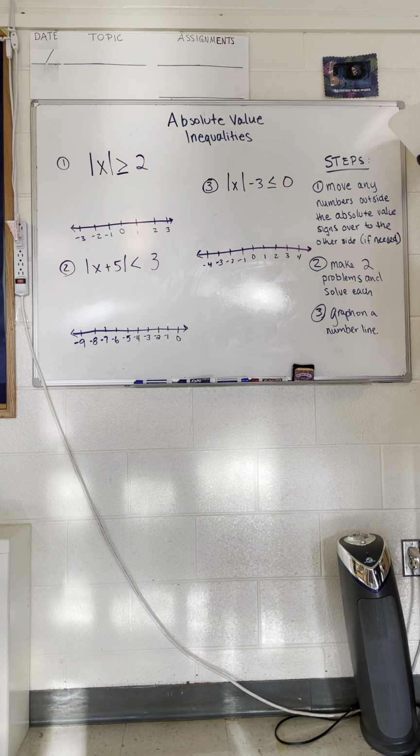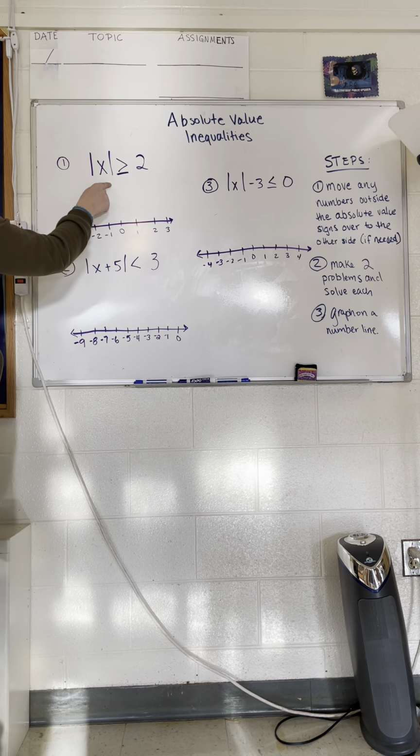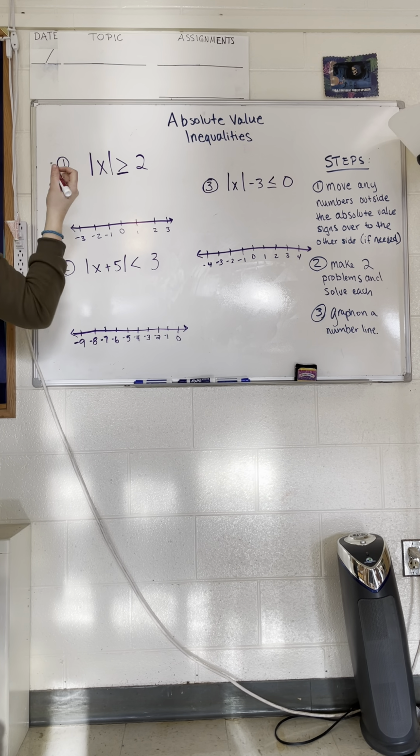And the way we do that is we keep one the same and we make the second one, we flip the sign and make the second problem negative, okay? And then you're going to graph both of them on a number line. All right, so here's what I mean by this. Okay, so for this one it says the absolute value of a number x is greater than or equal to positive 2. So we make two problems.